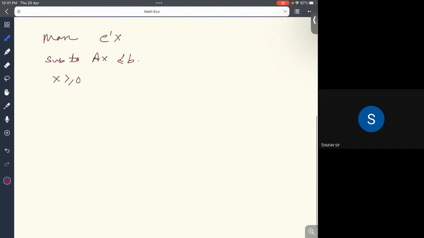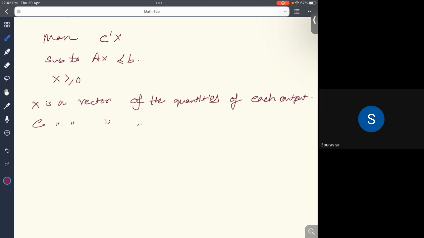x is a vector of the quantities of each output, and c is a vector of the market prices, and A is the matrix of input coefficients, and b is the vector of the fixed input quantities.